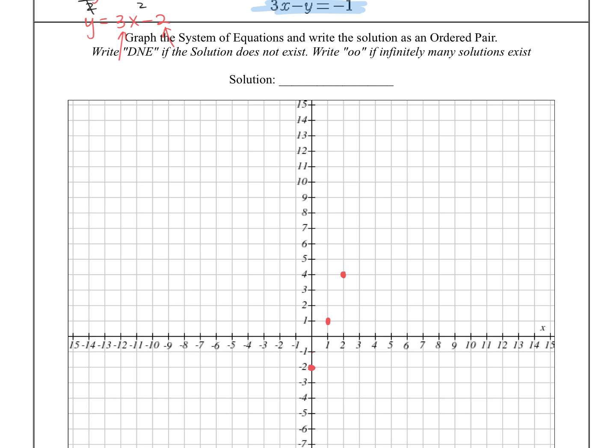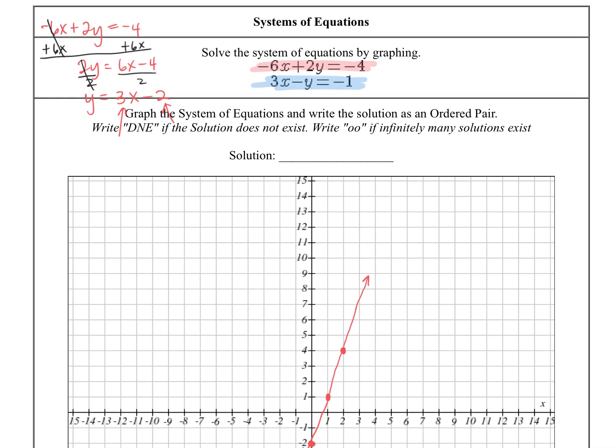3, run 1. And of course, I think on your end on the computer, you would just have to do this to make 2 dots, right? And then it would connect them for you. So there is the graph of the first line.